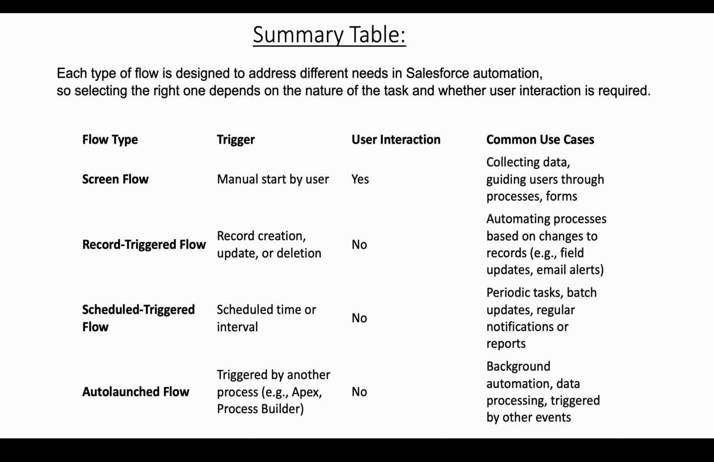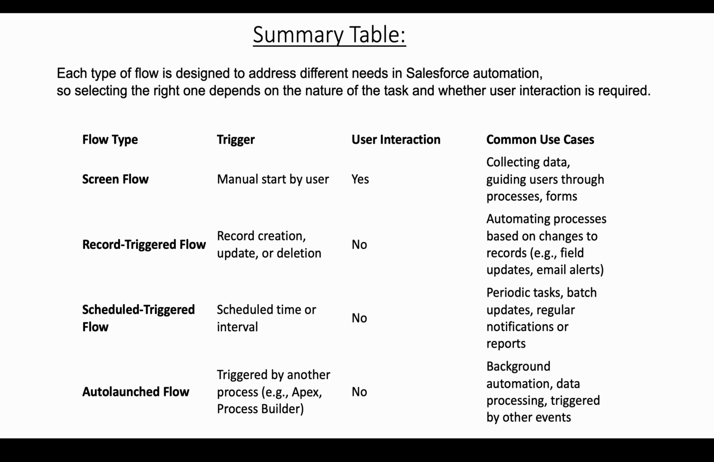Summary of this: each type of flow is designed to address different needs in Salesforce automation. So selecting the right one depends on the nature of the task and whether user interface interaction is required. So screen flow: manual start by user. One screen will be there and it is started by the user only. Yes, user interaction is required: collecting data, guiding users through process forms.